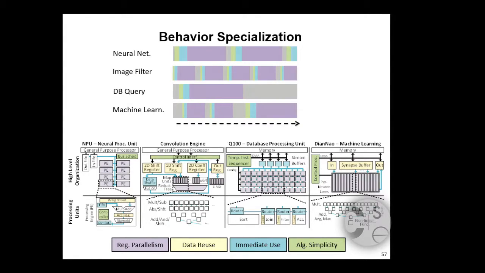So they're all specializing for regular parallelism by using independent processing elements. They're all specializing for data reuse by using custom streaming scratchpads. They're all specializing for the immediate use of data by using explicit operand networks, and for algorithmic simplicity by using either statically scheduled or coarse-grained controllers for the rest of the hardware.